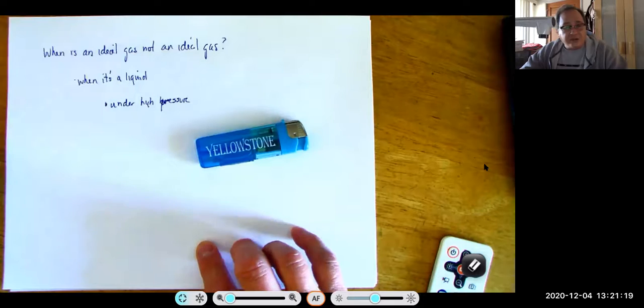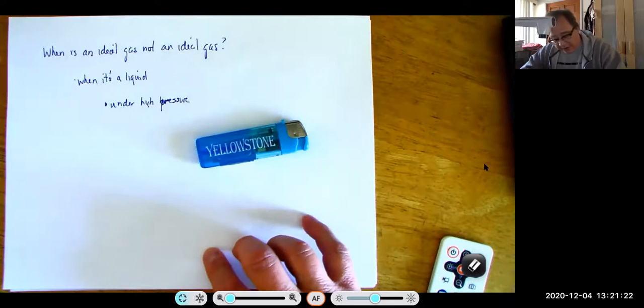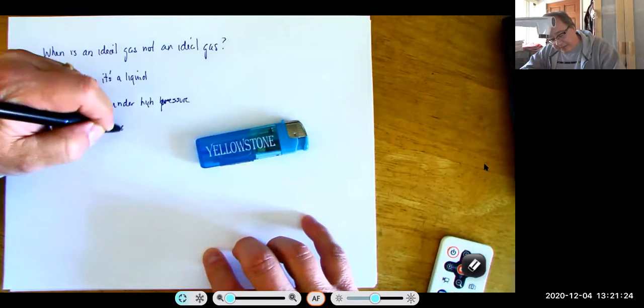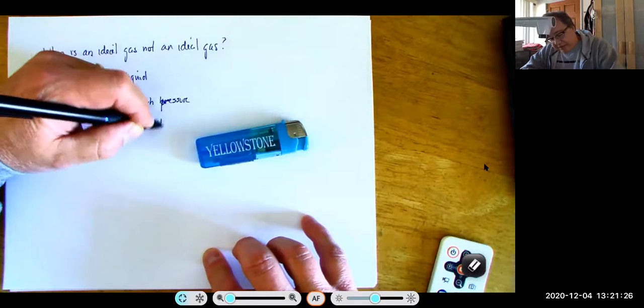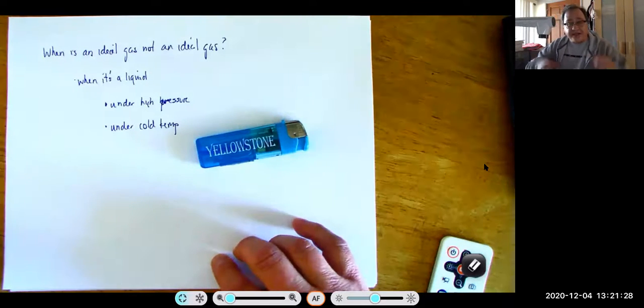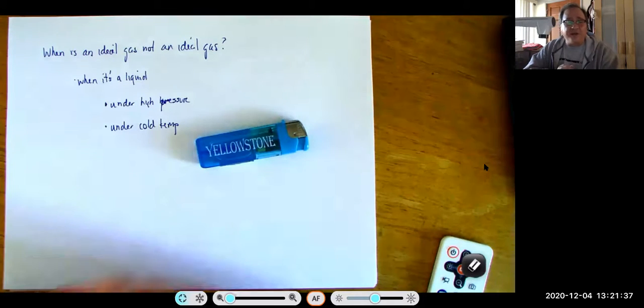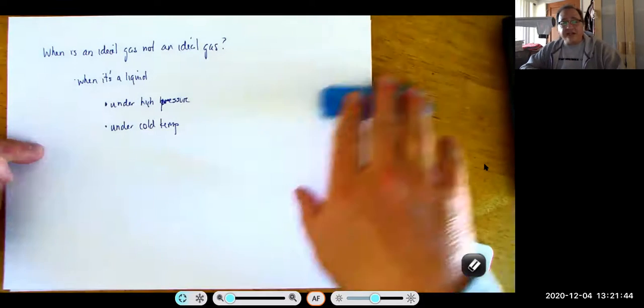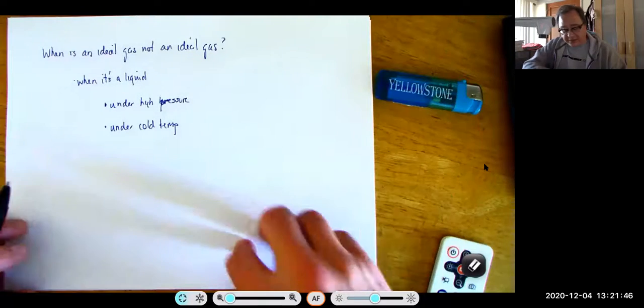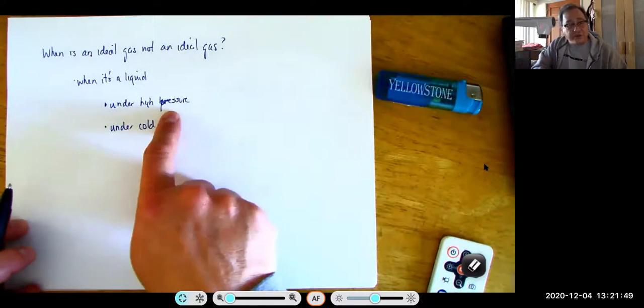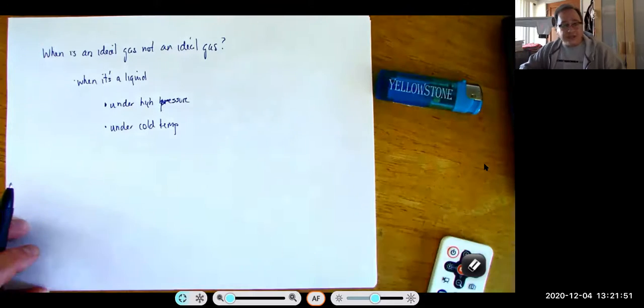What's another way to turn a gas into a liquid? That's under cold temp. Now, do you remember that the kinetic molecular theory of gases says that the collisions are elastic? Well, under cold temp, the loss in energy is significant compared to the energy that the molecule has, so they might end up sticking together. So when is an ideal gas not an ideal gas? When it's a liquid, which means it's either under high pressure or under cold temp.